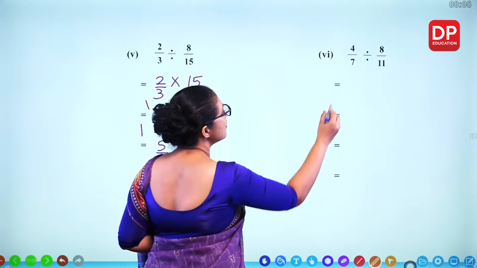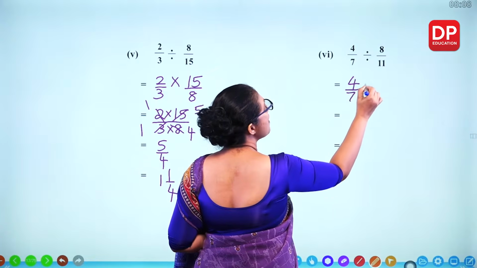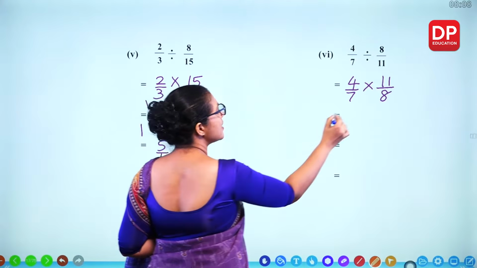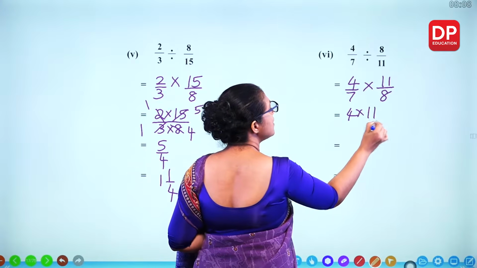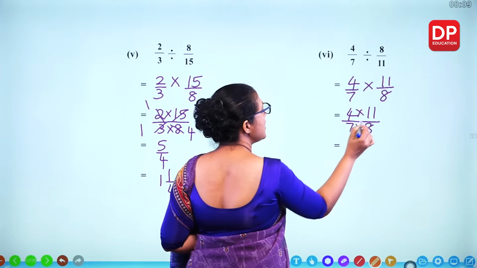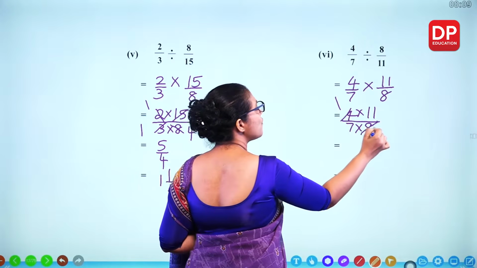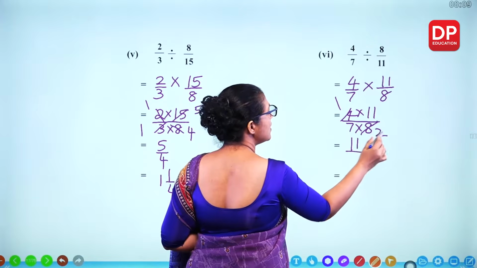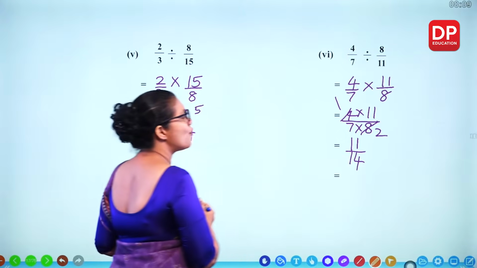This one, 4 over 7 multiplied by the reciprocal, 11 over 8. 4 times 11 and 7 times 8. 4 times 1 and 4 times 2. So you get 11 over 7 times 2, 14.